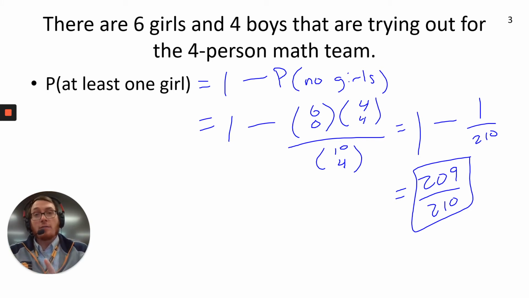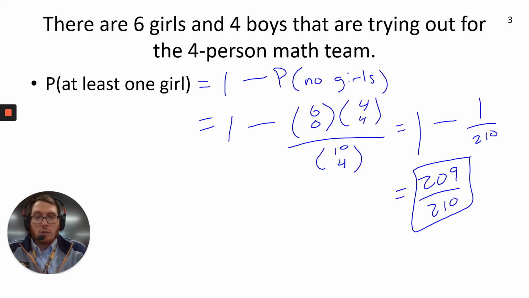The next one says find the probability at least one girl is on the team. Well, it's easier to figure out its complement and subtract it. So instead of figuring out at least one girl, that would mean I'd have to figure out how many ways that one girl could be on the team, 2, 3, or 4. That would require 4 different combination situations to find the answer.